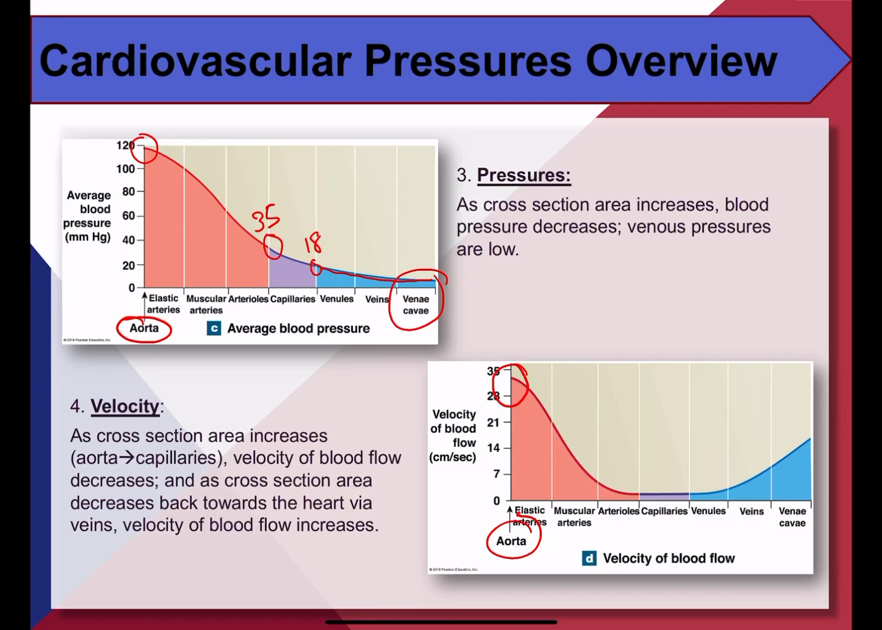It will decrease as the diameter gets smaller, okay, because smaller means more friction, and then the surface area is also getting larger, which slows down the speed of the blood flow. So velocity of blood flow will be lowest around the capillary beds, which makes sense as well, because that's the whole purpose of moving blood around.